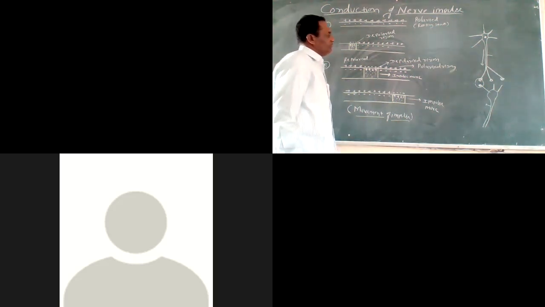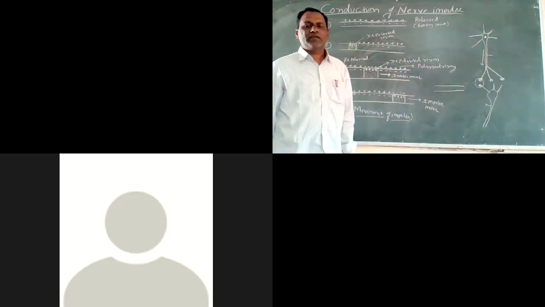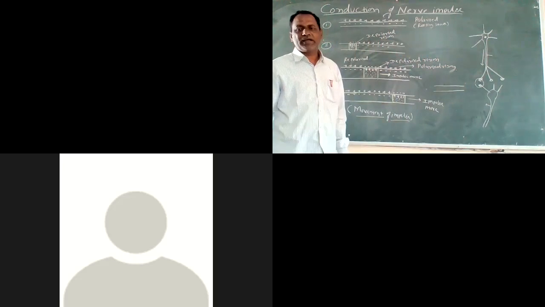In the mechanism of conduction of impulses, nerve impulses are transmitted from the first neuron, the presynaptic neuron, to the postsynaptic neuron. The transmission of the impulses is unidirectional. That is the first property. The second property is that it is conducted by the sodium and potassium pump mechanism.